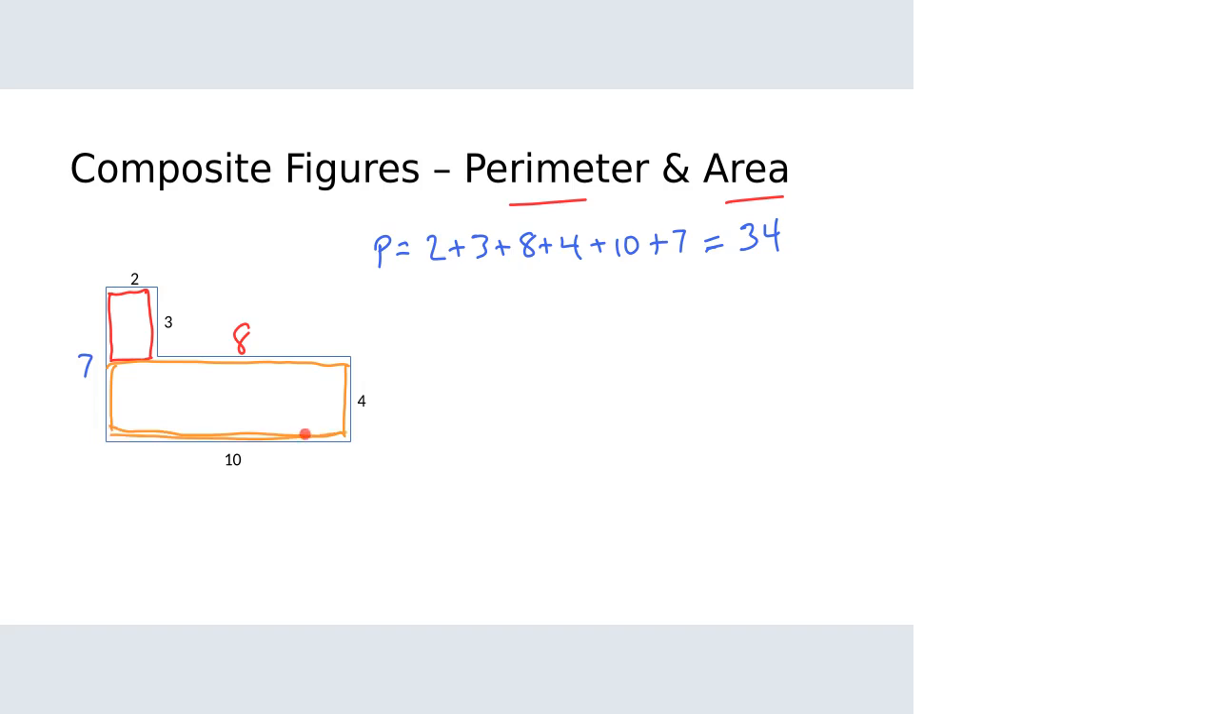So for the orange one, I have length times width here. That's 10 times 4. That's 40. And then in the red rectangle, I have to be careful to make sure I use the right side lengths. I get 2 times 3, which is 6. And so the area of the entire figure will be 40 plus 6, or 46. And it would be square inches, square feet, square yards, square miles, whatever they are.